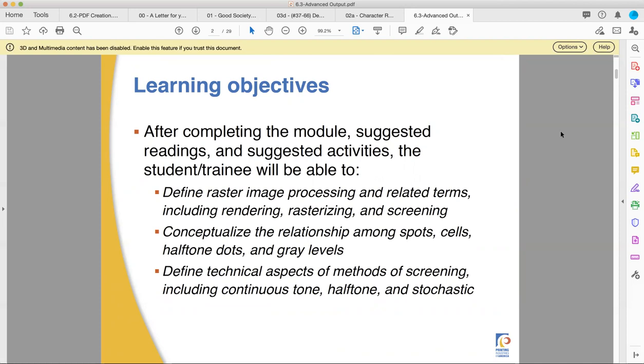Lastly, we'll also talk a bit about different types of screening, because there's continuous tone, there's halftone, and there's stochastic. They all have their uses. Some of them are more feasible than others, and I'm really excited about some of them. So let's get started without any further ado.